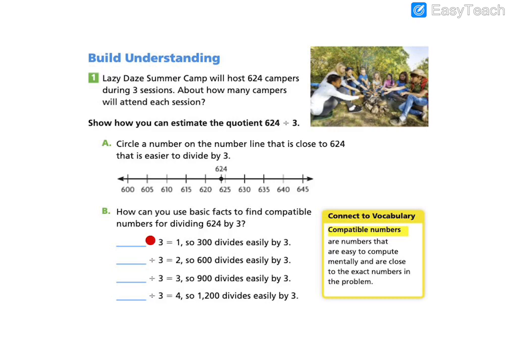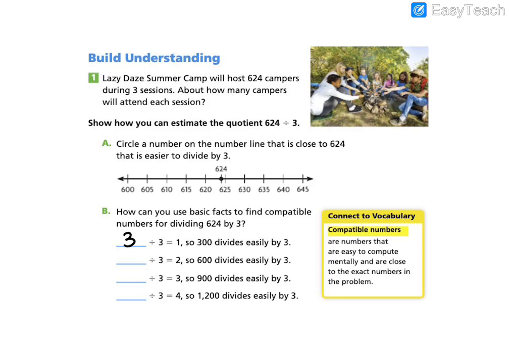It says, what divided by 3 is 1? So if I put it into 3 groups, we'll have 1 in each group. Well, 3. 3 divided by 3 is 1. Go ahead and complete the rest of this chart for letter B. Pause if you need any more time to complete the chart.